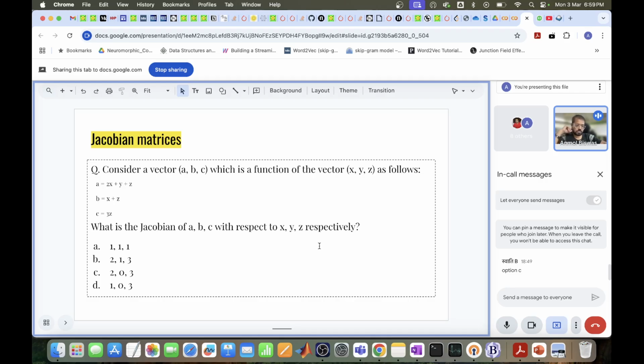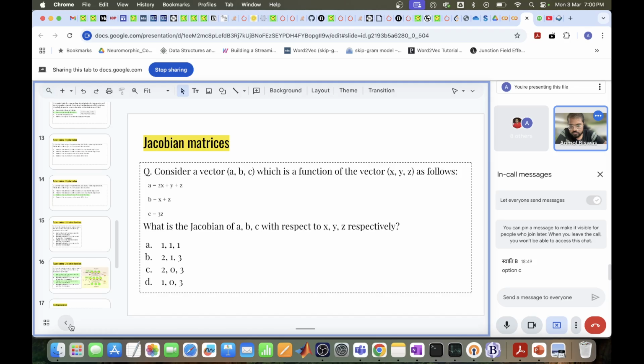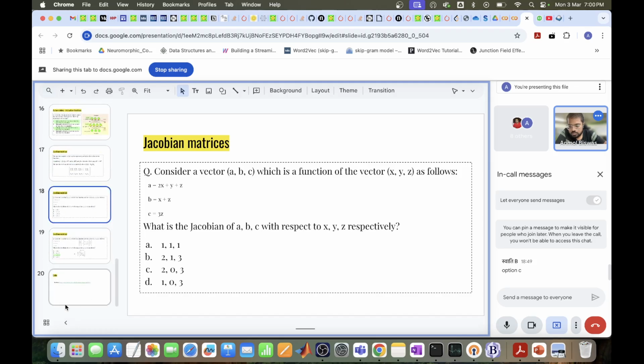So if you're thinking in terms of the Jacobian matrix, it's basically the diagonal elements of the Jacobian matrix. That is what I'm asking, right? So I'm asking the gradient of a with respect to x, b with respect to y, and c with respect to z, right? So try to figure it out, and then we'll discuss the solution. I think this is the last question. Yeah, that is it for the last question.